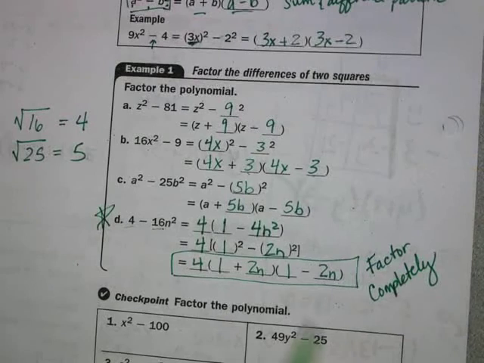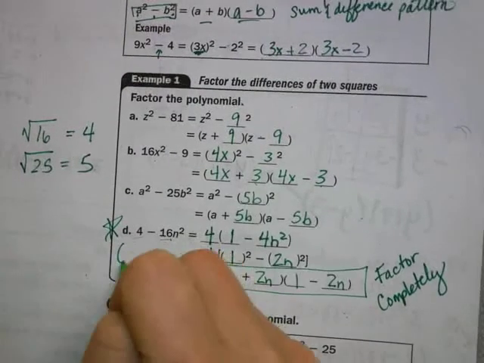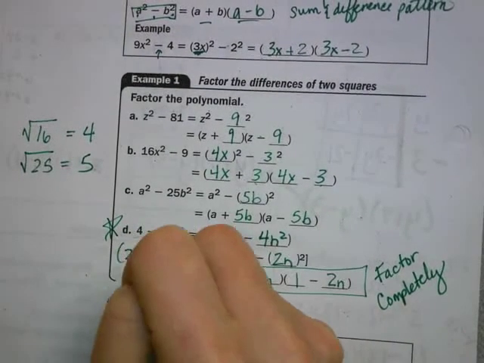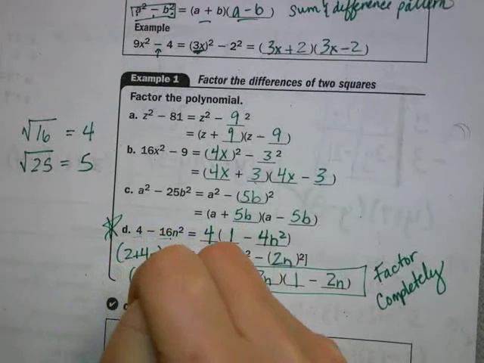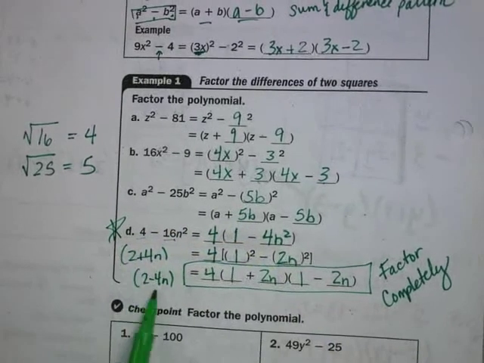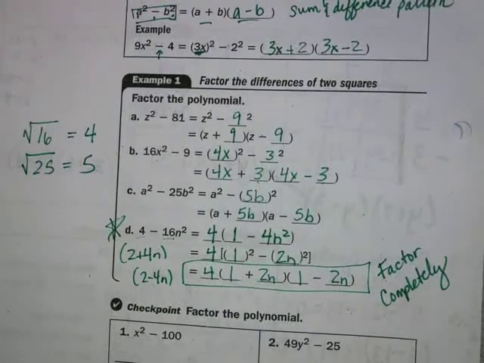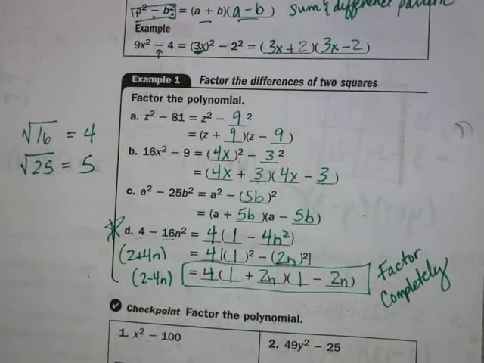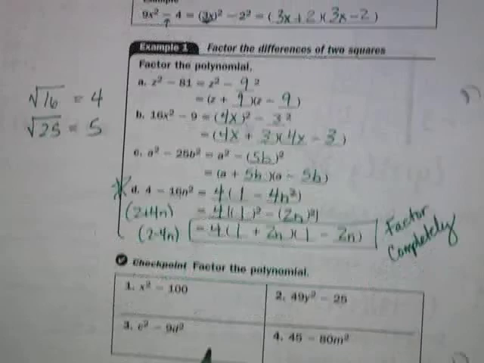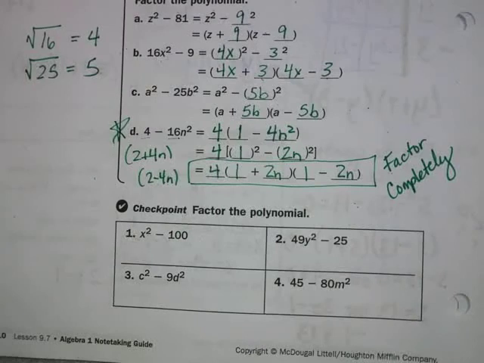So if you would have gone from here and just done 2 plus 4n, 2 minus 4n, these all have a common factor in there, so you would not have factored it completely. So this is the form we'll have to take. Okay, so pause the video and do the checkpoint below and then come back and see if you got them.